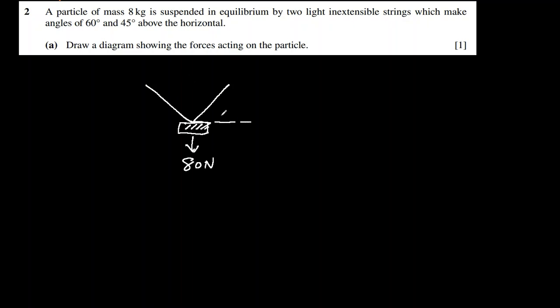The strings are making angles of 60 and 45 degrees respectively. So this is 60 degrees, this is 45 degrees above the horizontal. So, an imaginary horizontal is there. All right, draw a diagram showing the forces acting on the particle. So 80 newtons is its own weight. There will be a tension in this string, let's call it T2, and let's call this tension T1.